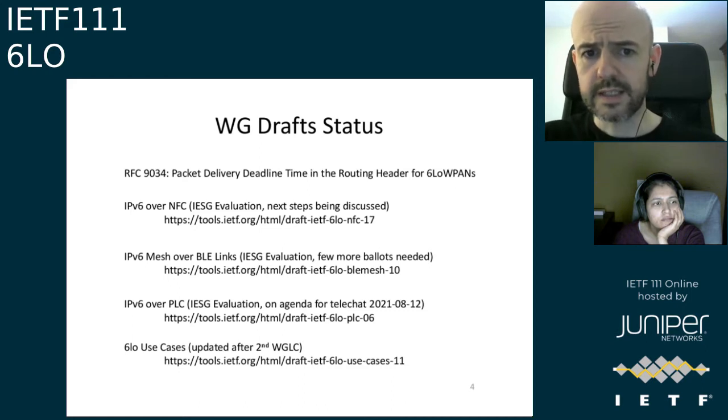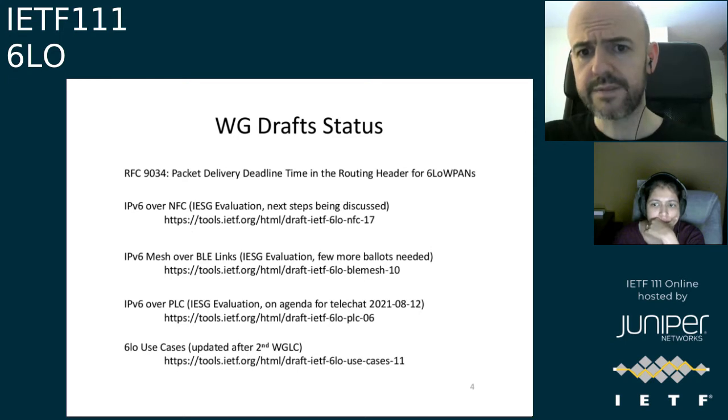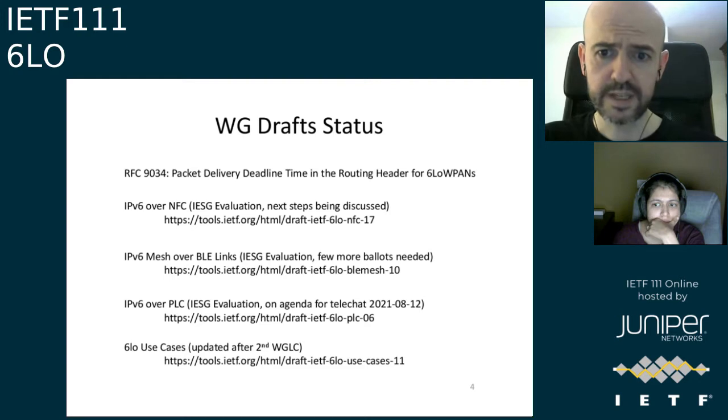The first one is IPv6 over NFC. You may recall that this document was first evaluated by the IESG a couple of years ago. After that, the authors collaborated with the Shepherd to produce some updates of the draft. Currently there are some ongoing discussions on how to proceed, about the process of how to continue the evaluation at the IESG level. I don't know if maybe Eric joins later, our AD, perhaps he may provide additional details on this. But anyway, this is to let you know that there is some ongoing discussion about how to proceed with the next steps.